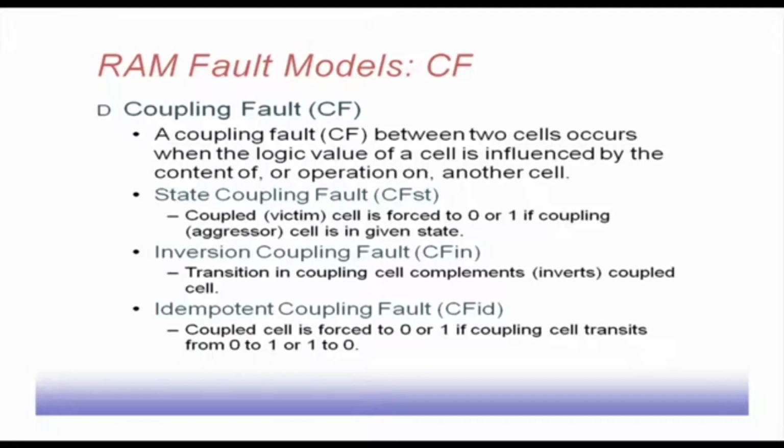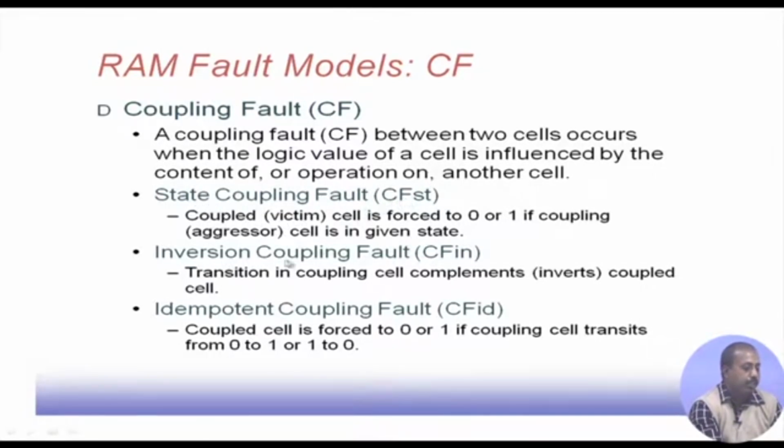So, we have the state coupling fault. The coupled cell is forced to 0 or 1 if the coupling cell is in a given state. The coupled cell is the victim cell and the coupling cell is the aggressor cell. We try to put a 0 in the aggressor and the victim also gets a 0, or we put a 1 in the aggressor and the victim gets 0. This is called the state coupling fault, or CFST.